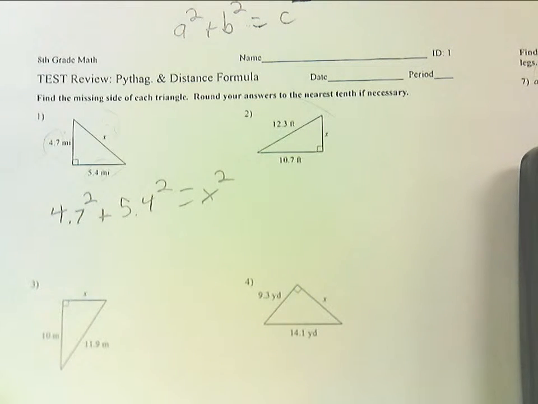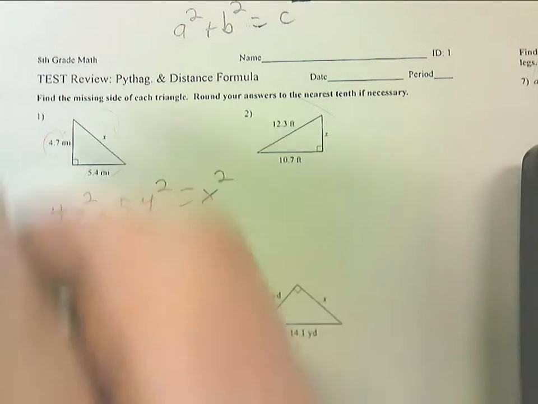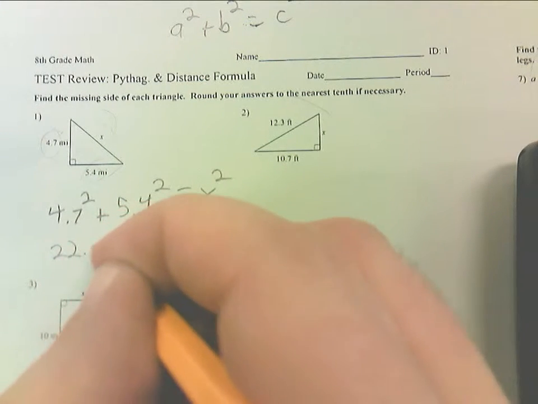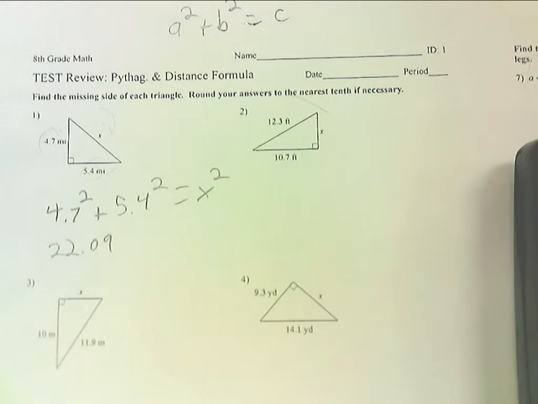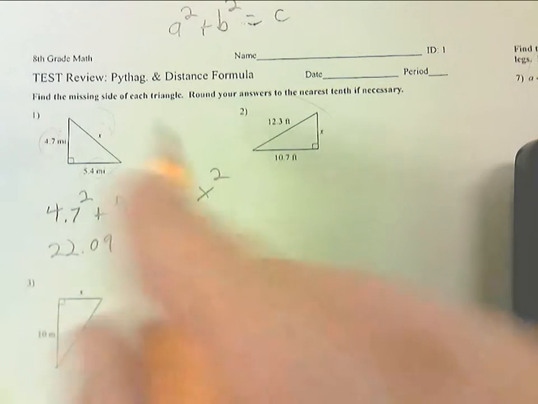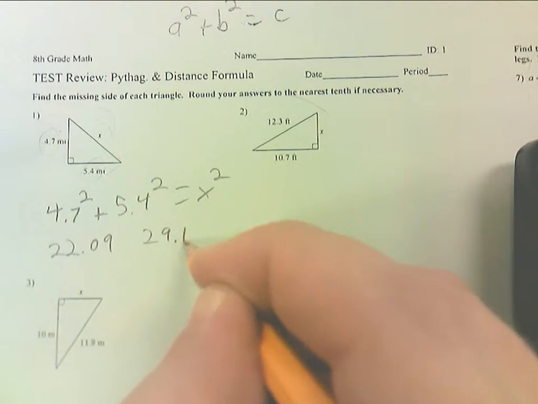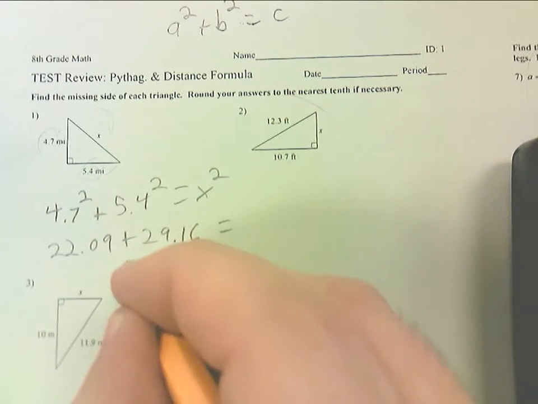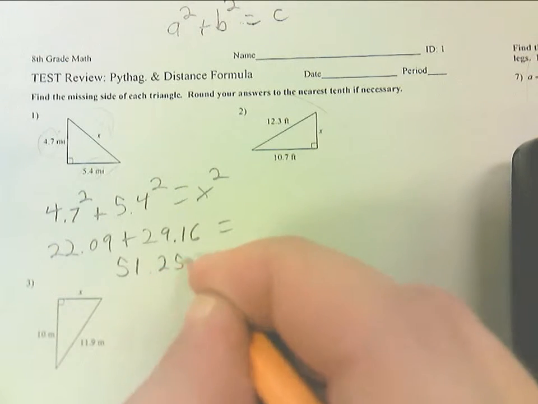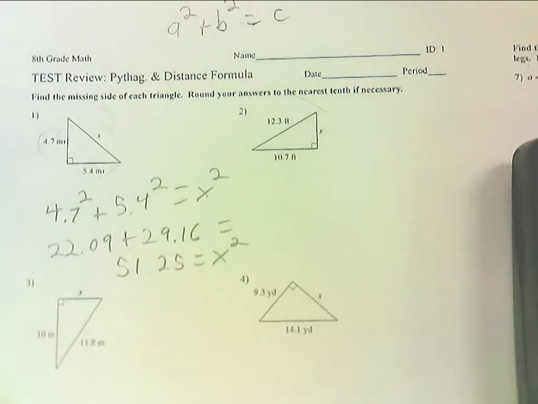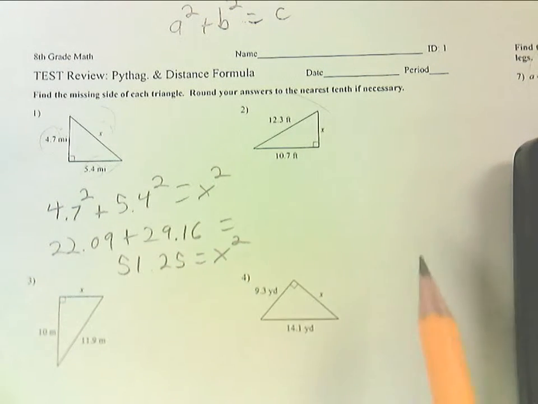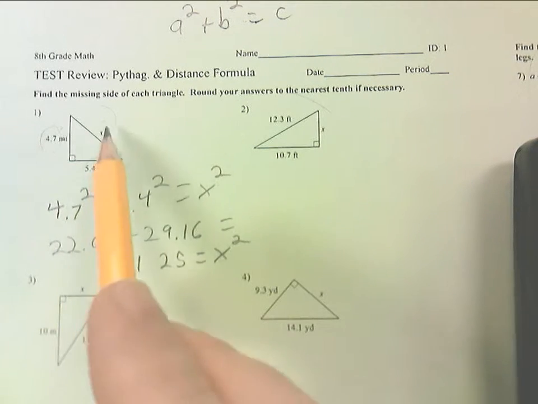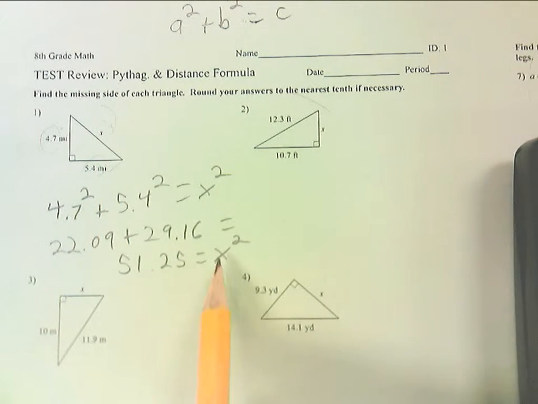So 4.7 squared is going to be 22.09, and 5.4 squared is 29.16. Add them together, and you would get 51.25. And that is equal to x squared. Now, what does the problem want us to find? It wants us to find x. So we're not quite there yet.